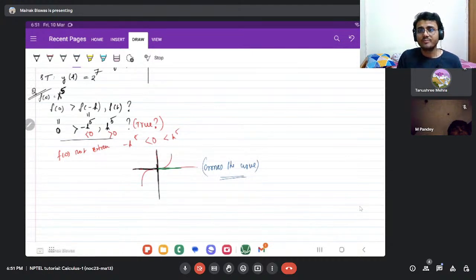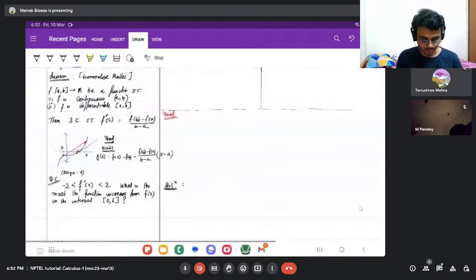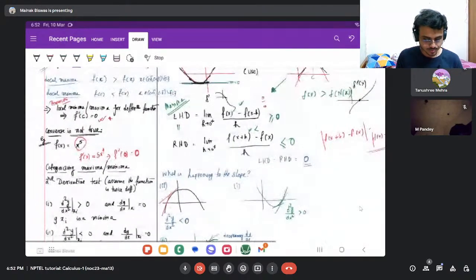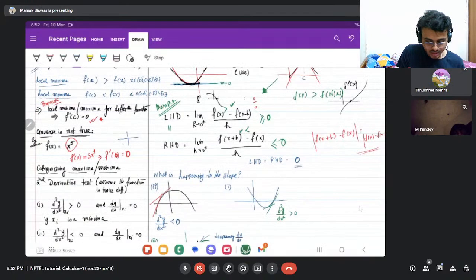But this is not your extrema point, right? So if at a point the derivative value is 0, the function need not always be an extrema. We need to check multiple other parameters. So we need to go for higher order derivatives. We'll see how to do that next. Understood? So this is not an extrema. So we have understood this part.